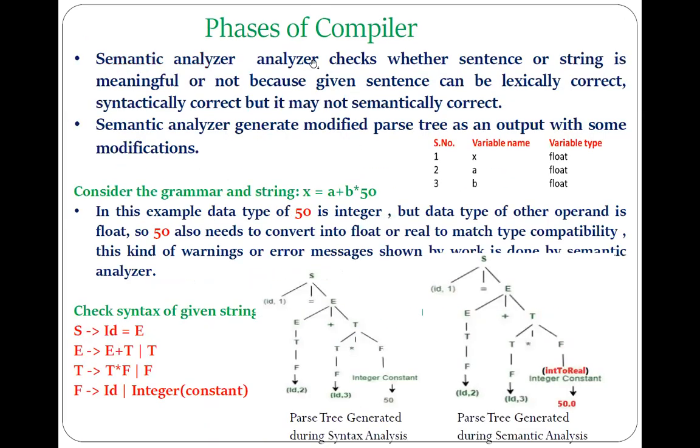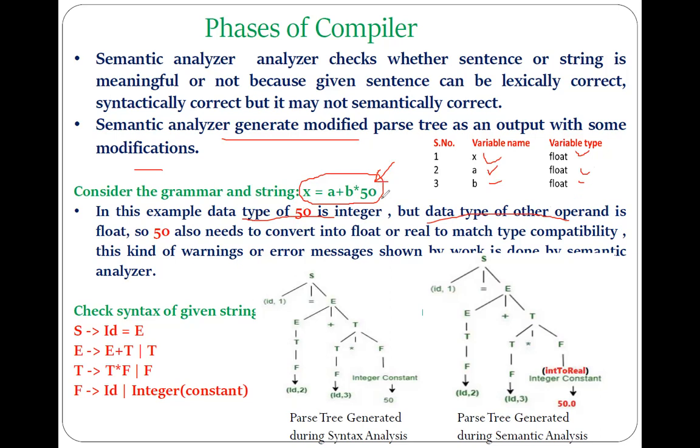Here we are discussing one more example. The semantic analyzer generates a modified parse tree as output. For example, you have the expression x = a + b * 50. Here you have the variables x, a, and b, whose data types are float. But you can see the data type of 50 is integer, not float. So the data type of 50 is integer, while the other operands x, a, and b are all float.